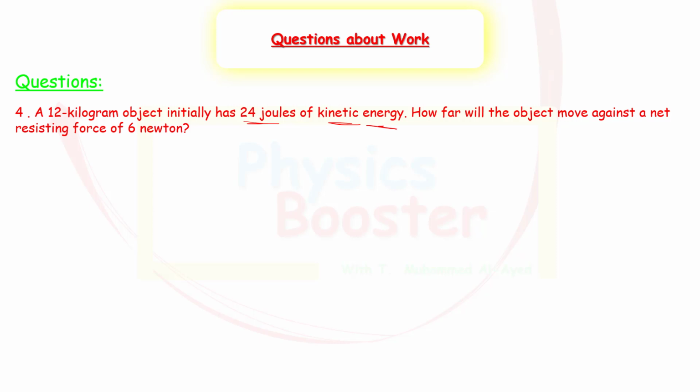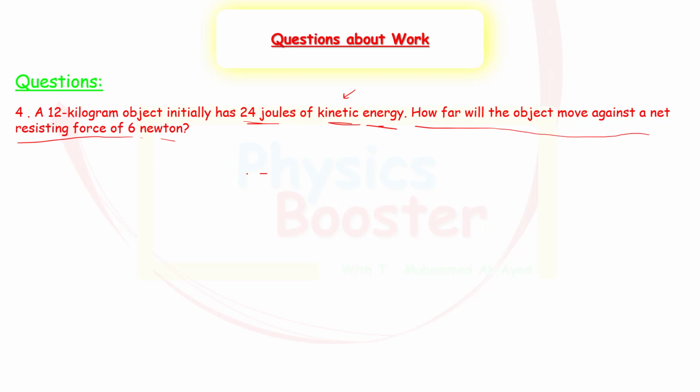Actually, you have to understand that sometimes if you see the word kinetic energy in the question, that doesn't mean that you have to use the kinetic energy equation, which, as I said, we didn't cover yet. So sometimes that can be misleading. You could see kinetic energy, go straight forward and write the equation of kinetic energy. Well, that's not the trick. Now, it says, how far will the object move against a net resisting force of 6 newtons?